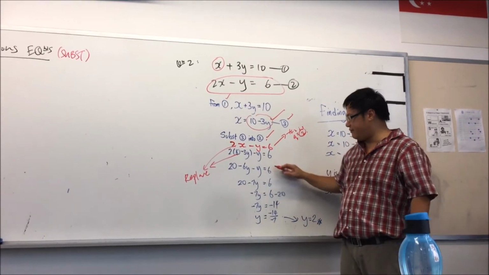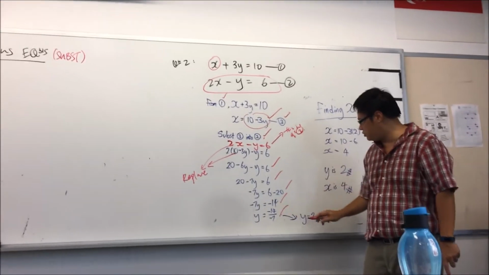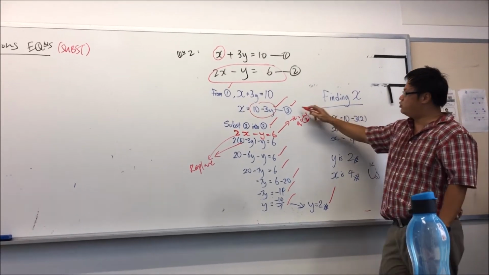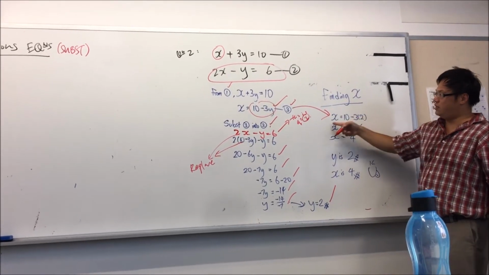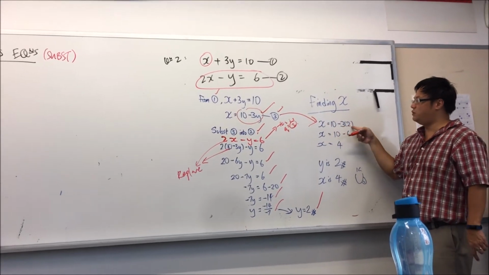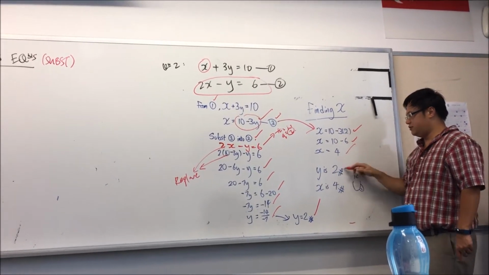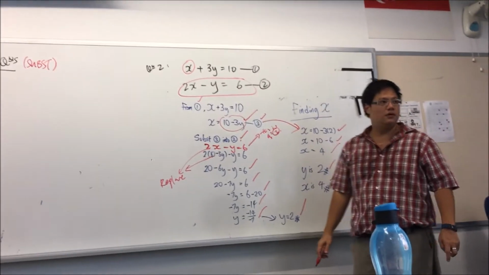Okay, then I have this. I just solve it. y equals 2. Then once I solve it, plug it back into equation 3. Look at equation 3. So 3x equals 10 minus 3y. So y is 2, so replace y with 2. Solve. Finish.